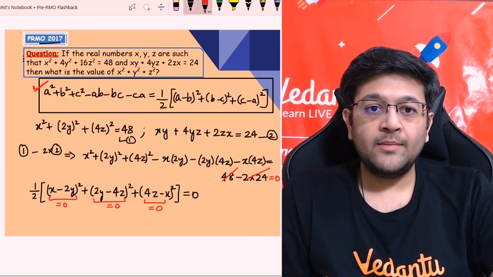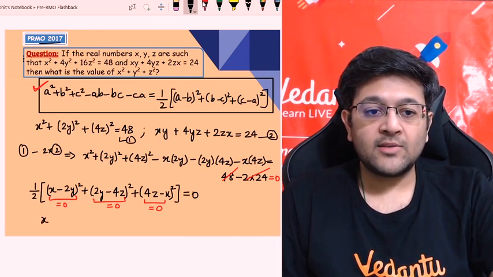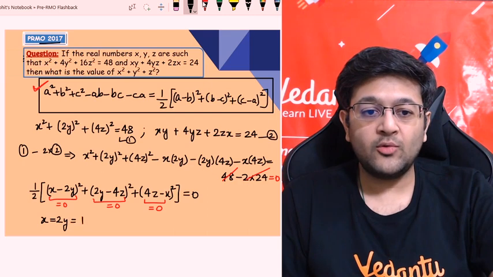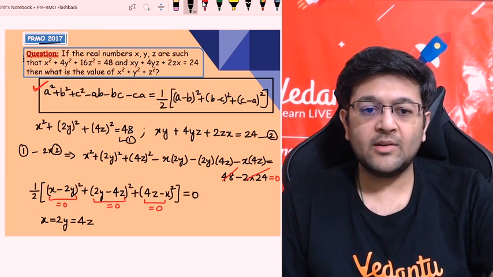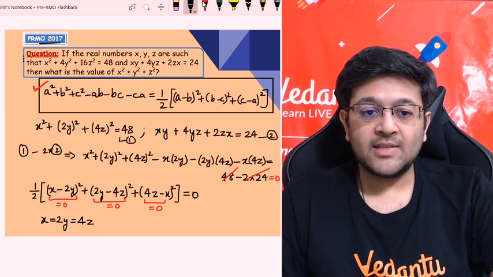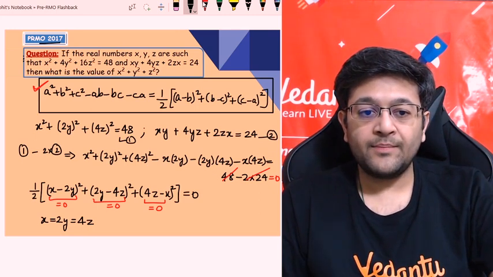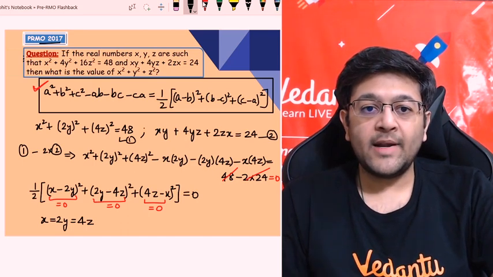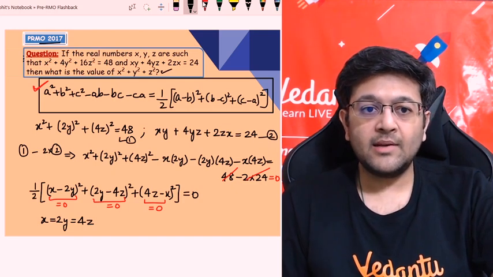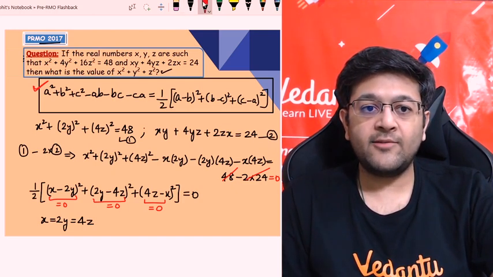So let's put each equal to 0. So x will become equal to 2y, and from the second, 2y will be equal to 4z, and the third one directly becomes x equal to 4z, right? So now what does this mean? x is equal to 2y and 2y equal to 4z. Now we had to find x square plus y square plus z square. So let's replace everything in the first equation.